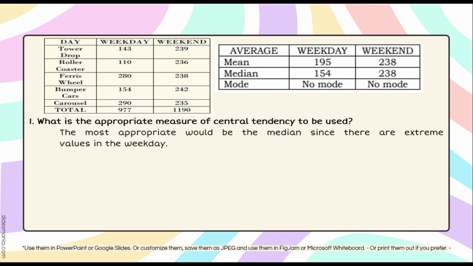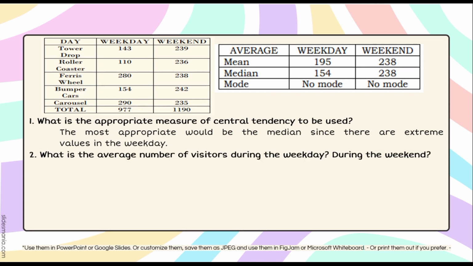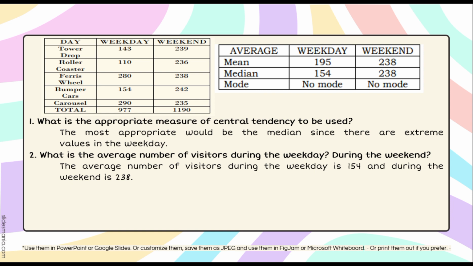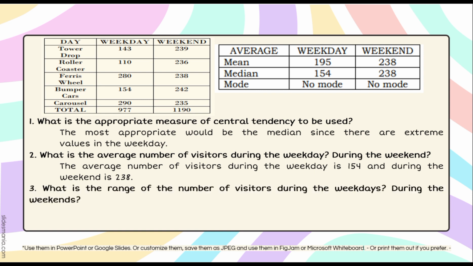Okay. Second question: what is the average number of visitors during the weekday and during the weekend? As you can see in the table above, the average number of visitors during the weekday is 154, and during the weekend is 238.